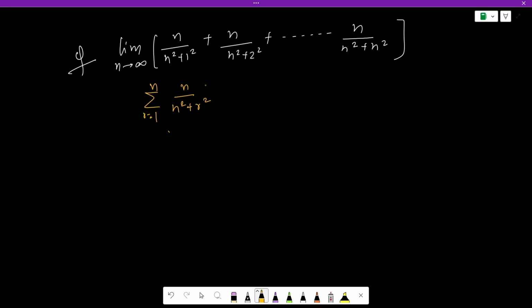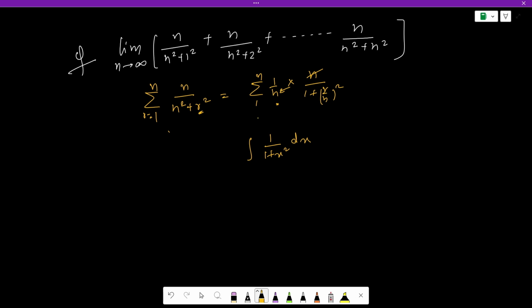Now the second step is to write it in the form r by n into 1 by n. So to make r by n here, we will take n square common from the denominator. So this is summation 1 by n square into n by 1 plus (r by n) squared. Now this n and this cancel out, and limits are from 1 to n. So we have written this in r by n form, and we have a 1 by n here. Now we will write this in the integral form. So this is integral, sorry, this is 1 by 1 plus x square dx.